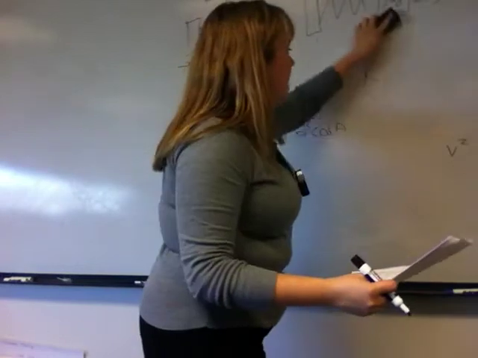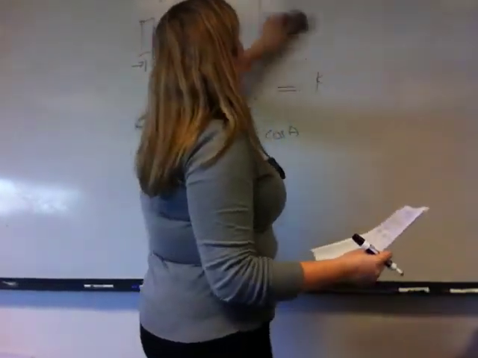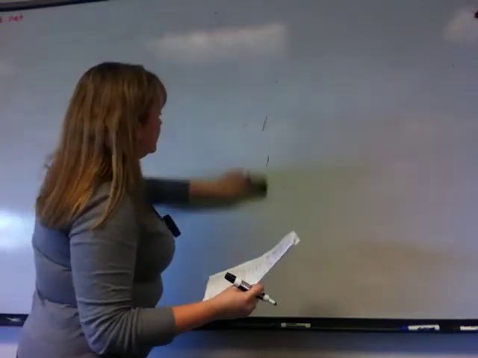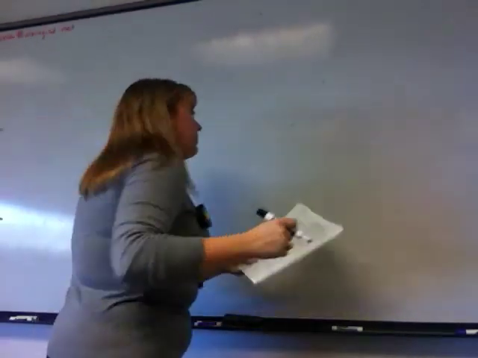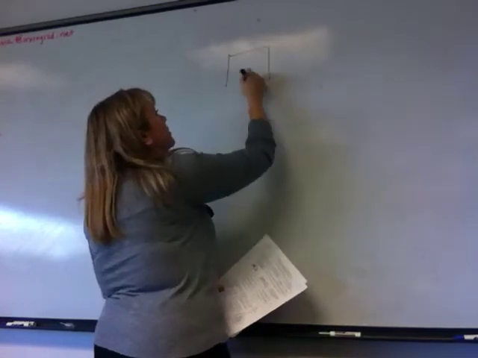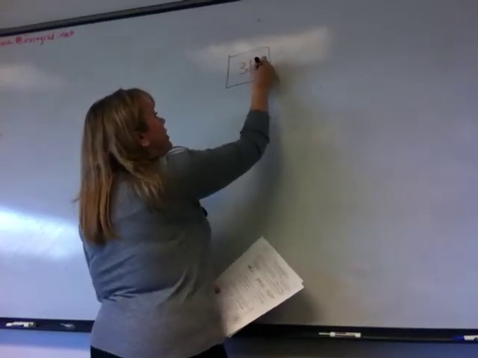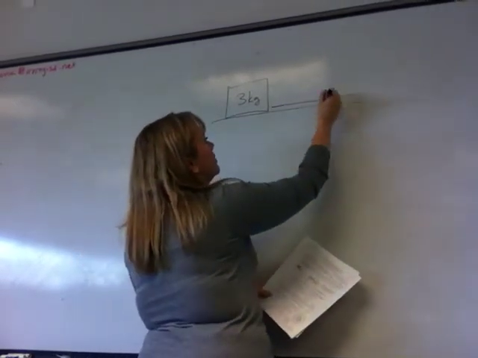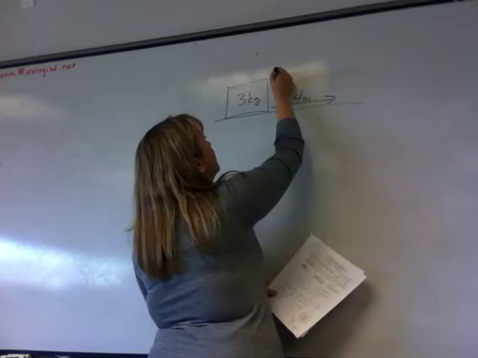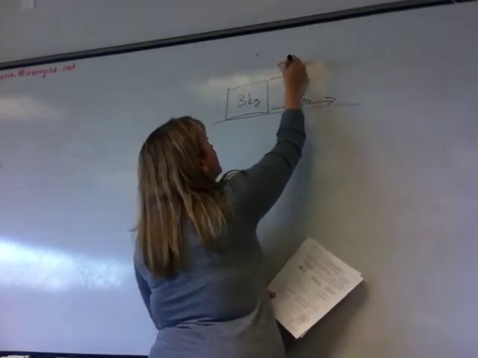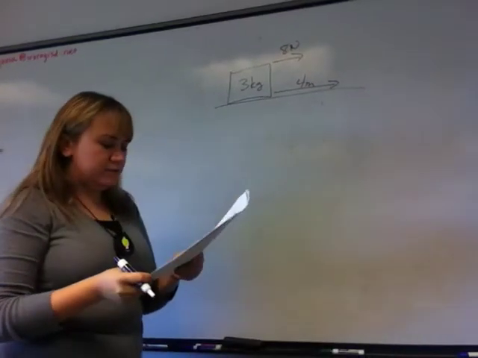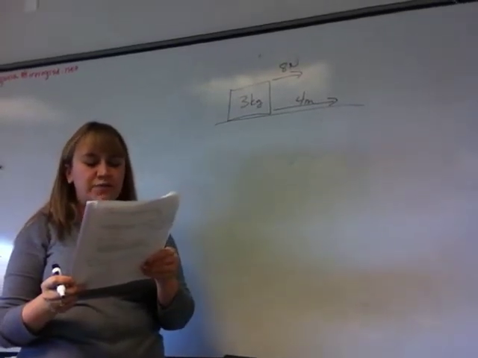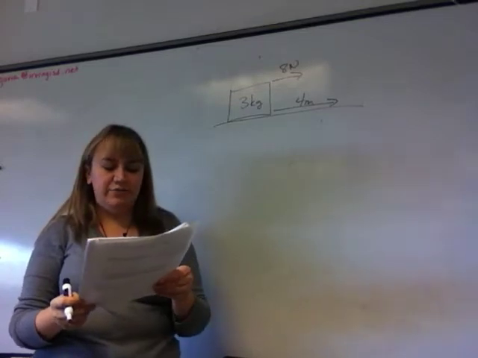The next one we're looking at is a box being moved. So we've got our box, how much does it weigh? 3 kilograms. How much force was applied? 8 newtons. So a 3 kilogram mass that rests on the ground is pushed by an 8 Newton force for 4 meters. How fast is the mass going afterwards?